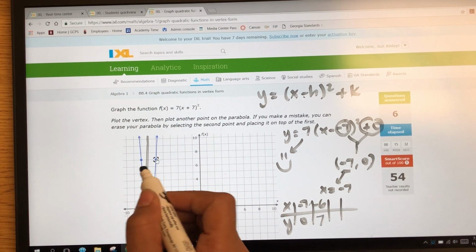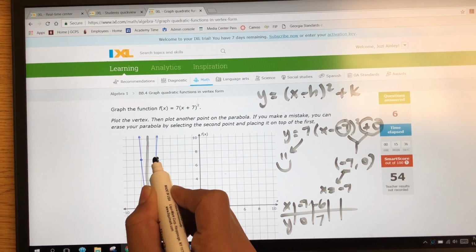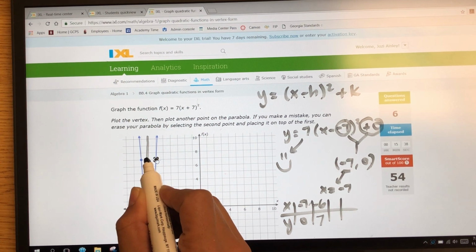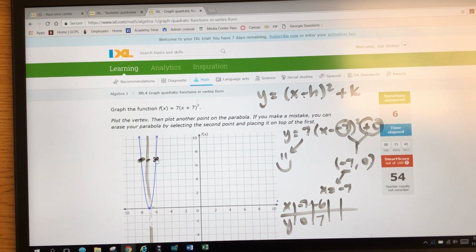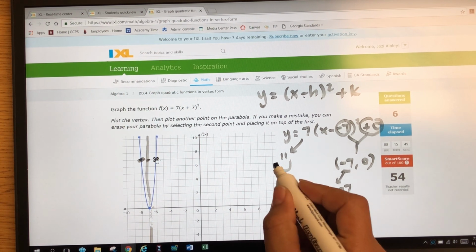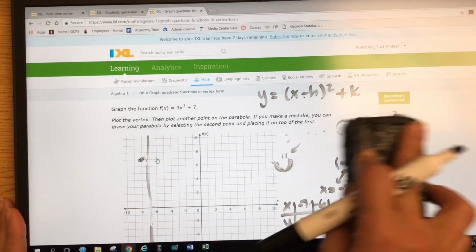And I keep saying this because IXL is doing it for you, but in the test, no one's going to do it for you. So this is my point that I'm given. I count to the mirror, which is 1, and then I count again 1. And that's why there's a point there. And does it look like this? Yes, it does. Therefore, I'm probably right.